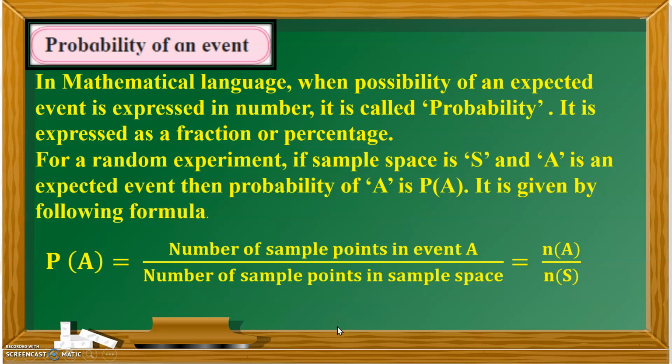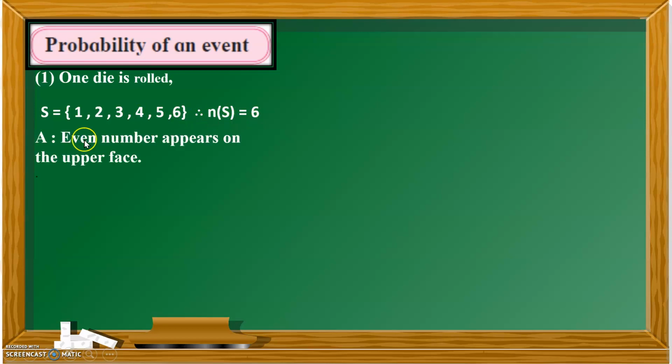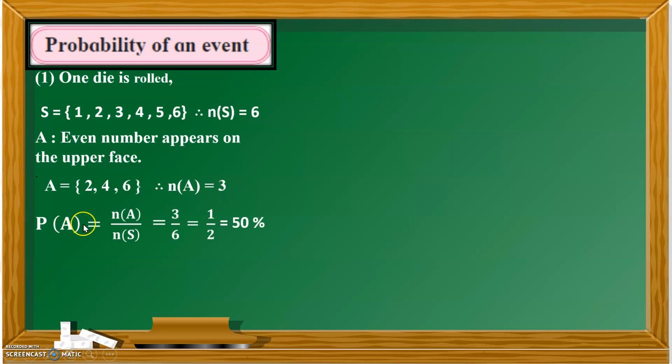Let us understand this with the help of an example. Suppose you take a random experiment when one die is rolled. So what is the sample space? 1, 2, 3, 4, 5, 6. Therefore, N of S is 6. Now let us consider an event when the even number appears on the upper face. So what will A contain? 2, 4, 6 and N of A will be 3. So P of A will be N of A upon N of S, which is equal to 3 upon 6 equal to half equal to 50%.